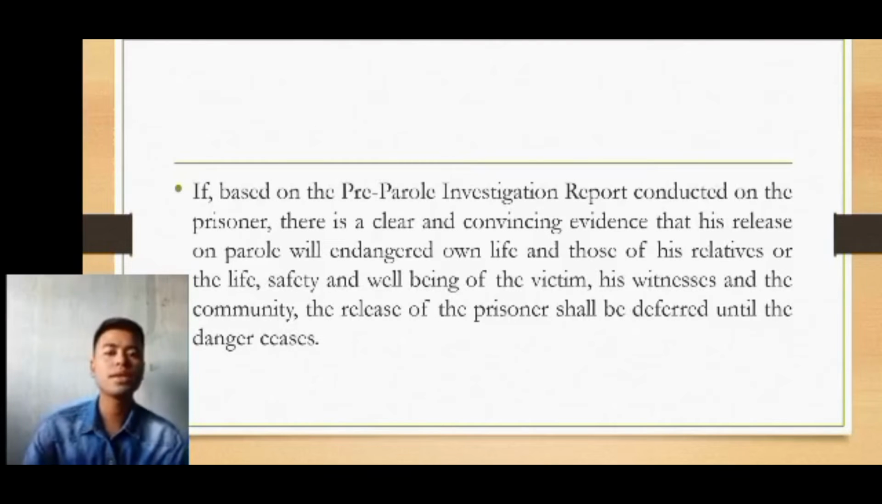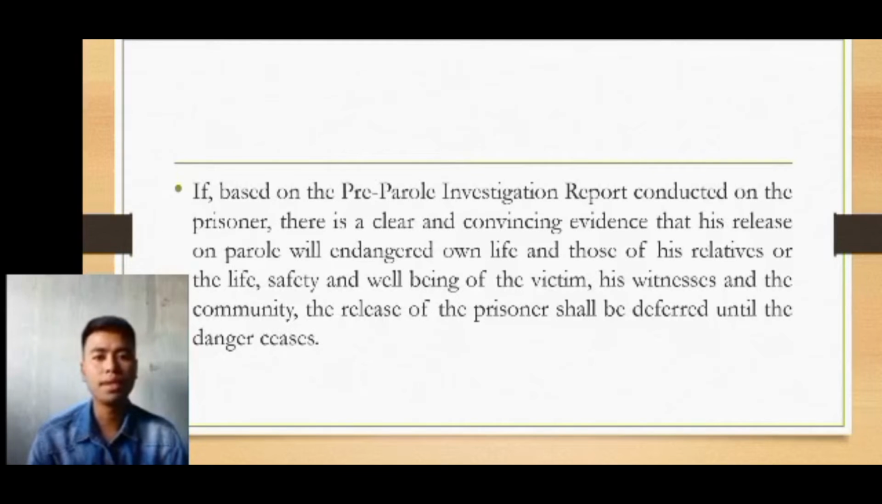Those who have pending cases but appeal the parole, it is possible that their life is in danger, especially their family. The custody will take action to keep the convicted prisoner safe, and the PNP must do a further investigation report until the case is cleared, and that is the time the convicted prisoner has freedom to return to the community.